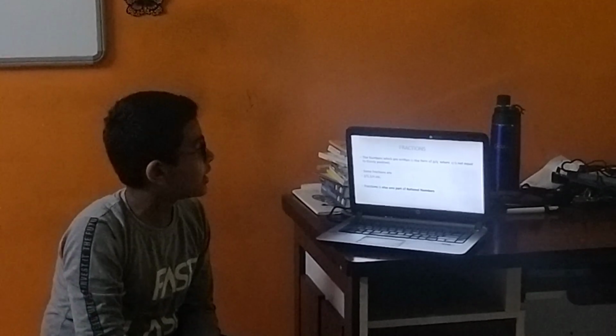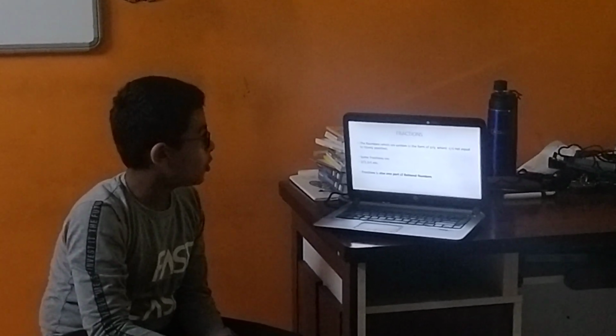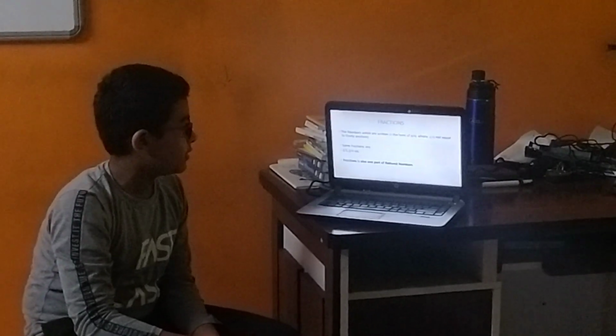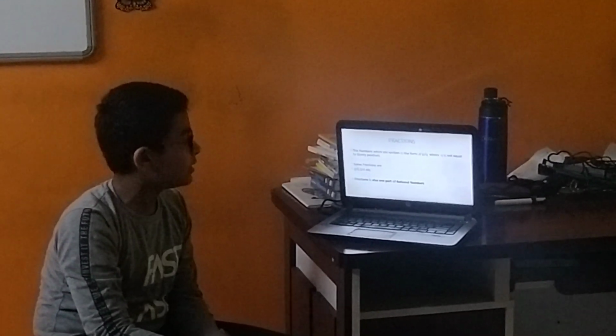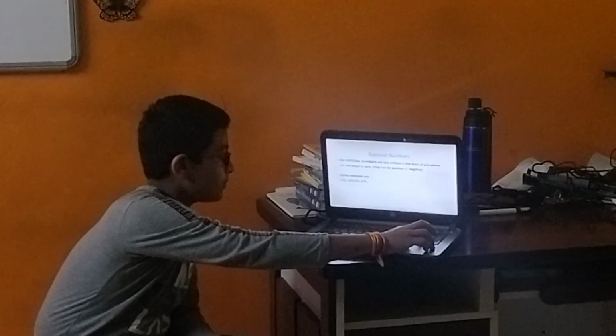Fractions. The numbers which are written in the form of p by q, where q is not equal to 0, and the numbers are only positive. Some fractions are 2 by 3, 3 by 4, etc. Fractions are a part of rational numbers.